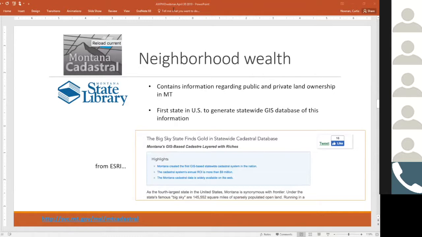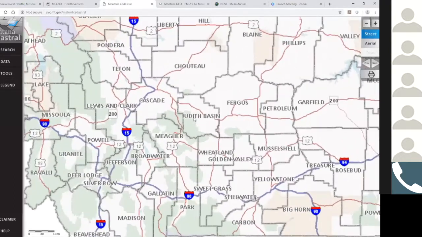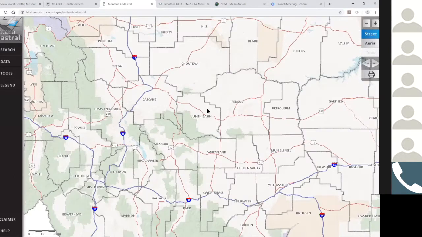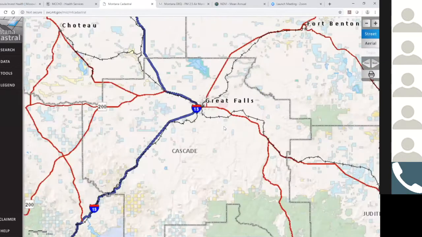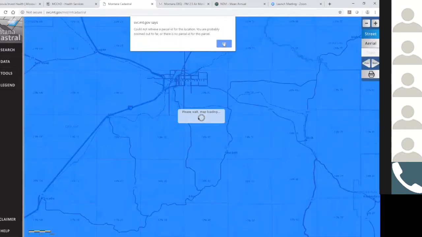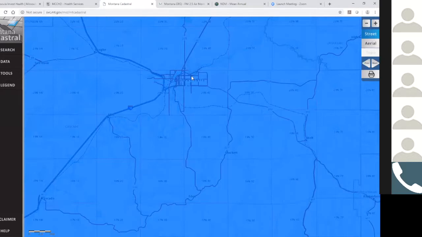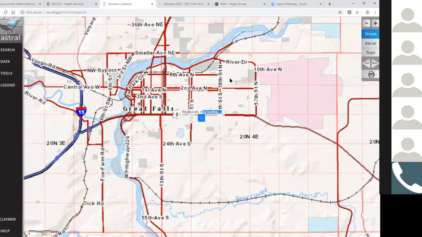Let me get back here to our. Okay, so this is the Montana Cadastral website. It's a GIS based thing, and you can zoom in. I'm just scrolling in here. It might take a while for us to zoom into a particular neighborhood. Let's zoom into Great Falls, since that's kind of. Oops, I don't know why that just became blue. Okay, so it takes a while for it to buffer and update.